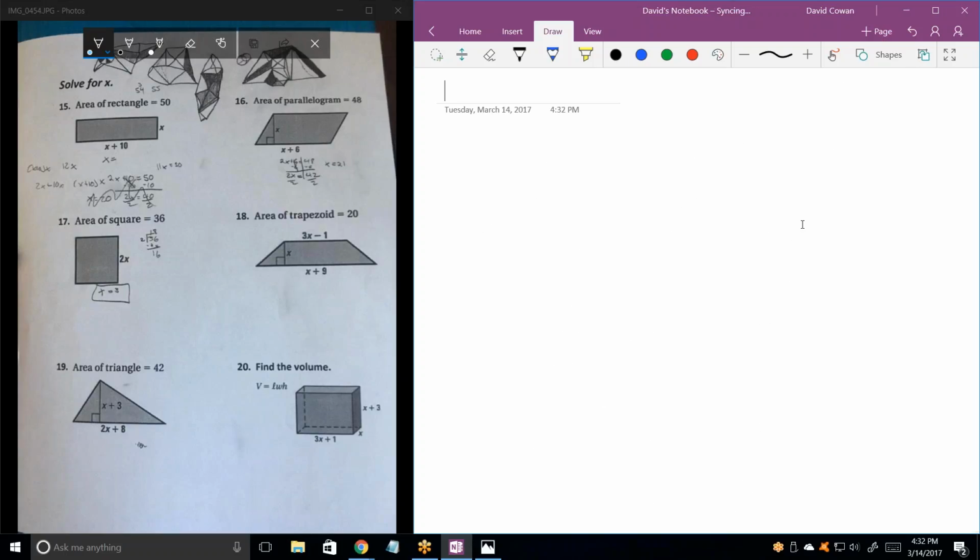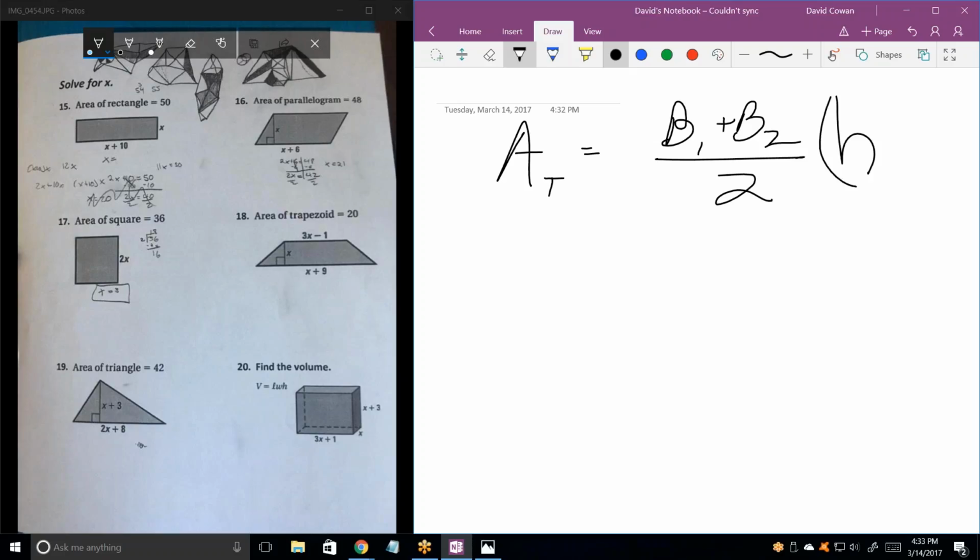All right. Let's look at 18, the area of a trapezoid. What's the general formula for the area of a trapezoid? The base 1 plus base 2 times the height, all divided by 2. And the reason is what you're really doing is you're taking the average base and multiplying it by the vertical height. That's the real definition of the area of a trapezoid, the average base. Well, you get the average base by adding the two bases together and dividing by 2.